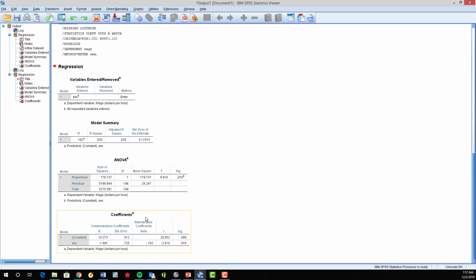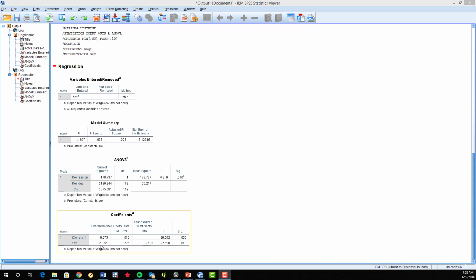Anyways, moving to the regression table, again, the constant, or the intercept, is 10.27. Again, the constant or the intercept is the expected value of y when x equals 0. In other words, it is the expected hourly wage when x equals 0. In this case, when you're a male, you're expected to make $10.27. The slope is given to you here, and the slope is negative 1.89.